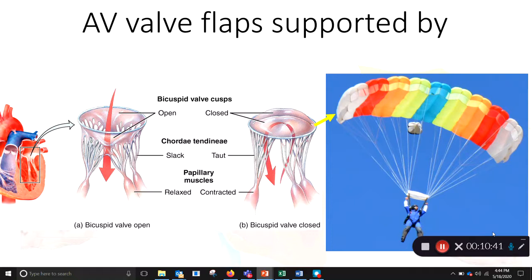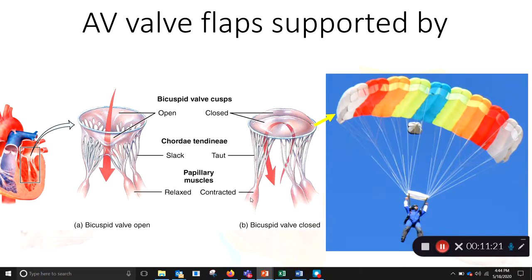I had mentioned cords, I had mentioned a couple of things holding it together. This is what I'm referring to. This is more of the anterior look of these valves rather than from above, like we were looking at in the beginning. You'll notice that the flaps or the cusps kind of look like parachutes. They also have these nice little cords that are attached to hold and make them taut. In this case, these chordae tendineae are attached to a papillary muscle.